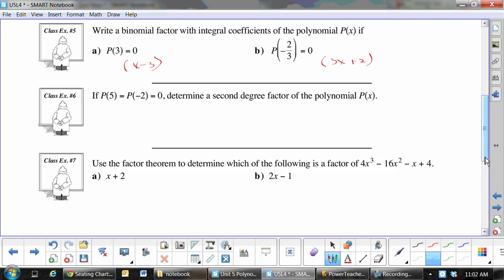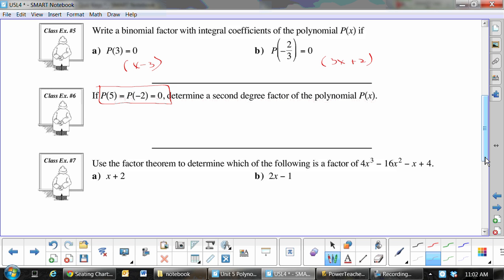Okay, how about this one? This is one of those questions like, huh? What do you mean? If p of 5 equals p of negative 2 equals 0, what is the second degree polynomial, which is called the quadratic? What would be the quadratic function then? This is a really easy question, but if you don't understand the language, you'd never get it. This is one of those 20-second questions if you know what it's asking.